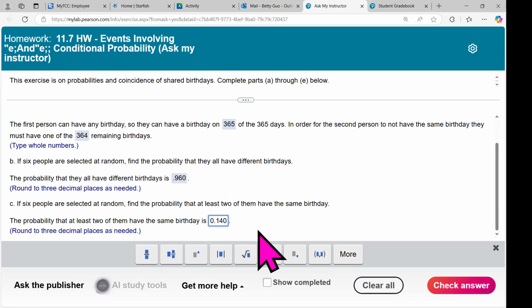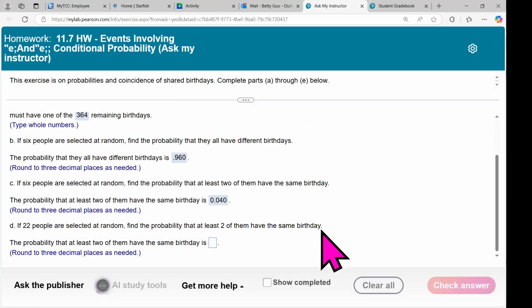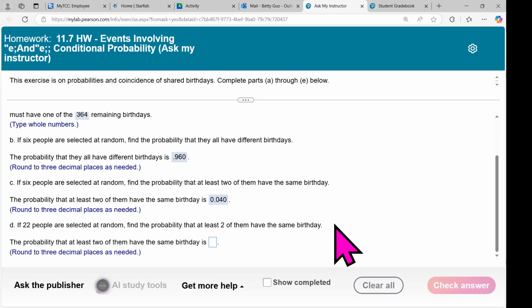No, 0.4, my gosh, 0.40. 0.040, right? Their complement. Part D, if 22 people are selected at random, find the probability that at least 2 of them have the same birthday. Well, at least, so we want to use the same strategy. We find the opposite, we find the complement, and find the probability and use 1 minus.